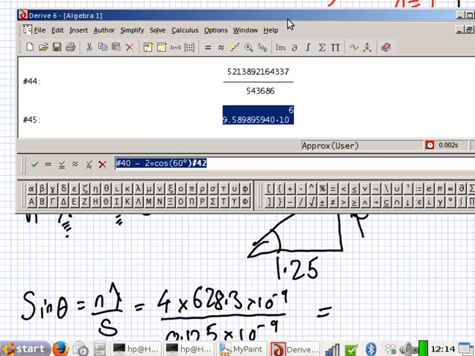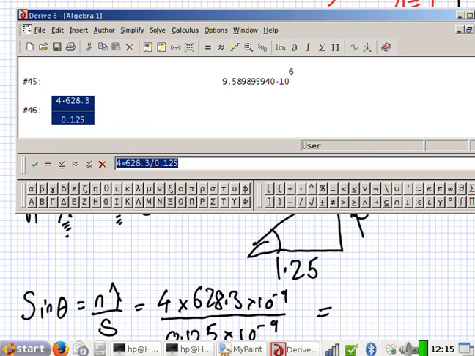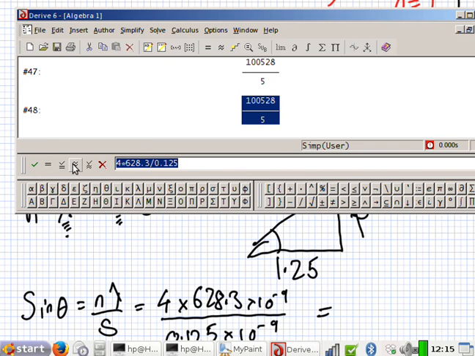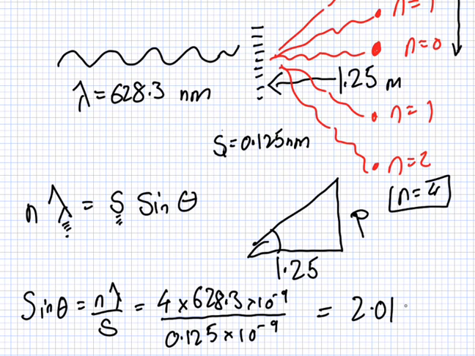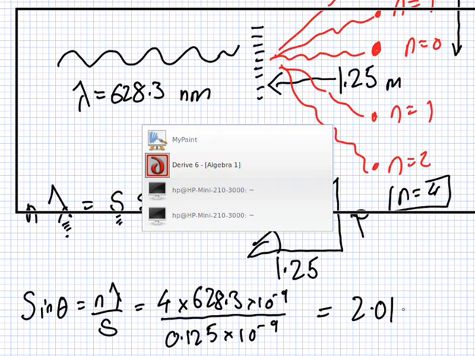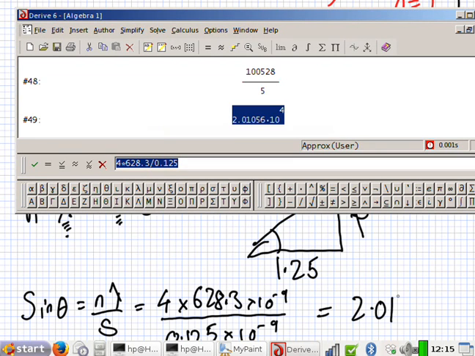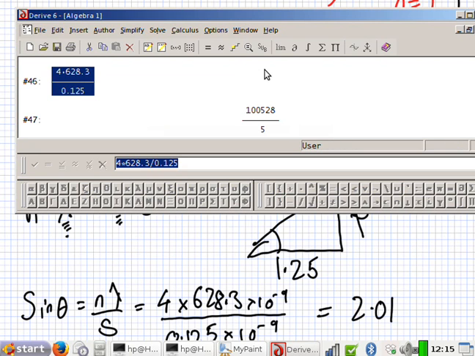Yeah, the minus 9's cancel, which is nice. 628.3 divided by 0.125 is 2.01 times 10 to the 4. What? That's impossible. Yes, I know it's impossible. That's why I said what. Did I type something in here wrong? No, you're dividing by a small number. That's logical.